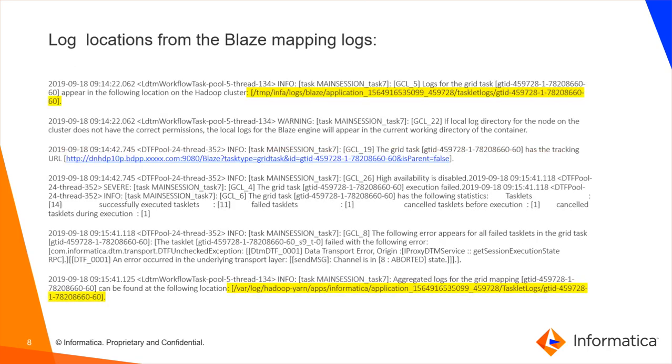These are some excerpts from the Blaze mapping log which specify the location of Blaze logs in the local file system and the HDFS. The first highlighted location represents the Blaze logs location on the local file system. The Blaze tasklet logs can also be accessed via the tracking URL, the Blaze monitor URL. That is also one of the easiest ways to quickly verify the error messages on why a particular tasklet failed. The last highlighted location in the log shows the HDFS folder where the Blaze logs will be available. You can quickly search for the words aggregated logs in the mapping log to find the exact HDFS location where the Blaze logs will be aggregated.